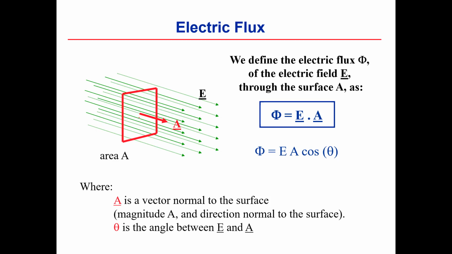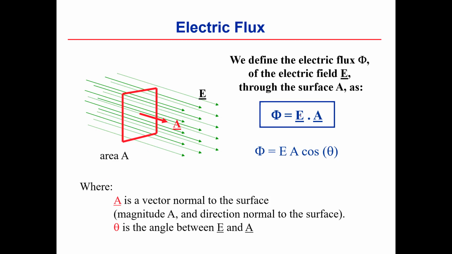But you can set which direction your area vector points, but you have to be consistent with it. If you set it pointing this way, then you have to keep it this way always. Alright? So, electric flux is the number of electric field lines passing through a given area. You just count the number of electric field lines passing through this surface. That is the flux.